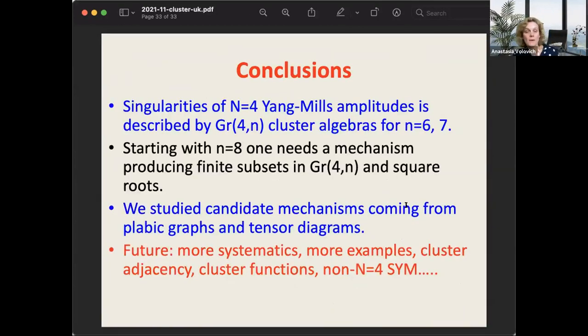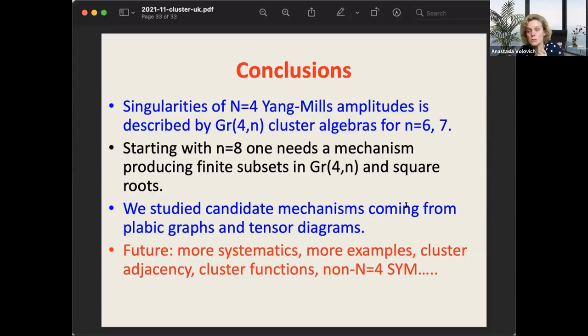Let me conclude by repeating what I told you today. We've been focusing on the singularities of N=4 Yang-Mills theory amplitudes, and they are described by Gr(4,n) cluster algebras for 6 and 7 points. Now, starting with 8 points, one needs a mechanism which produces finite subsets in Gr(4,n) and also produces square roots. So we studied candidate mechanisms: one from Plabic graphs, and the other from tensor diagrams.